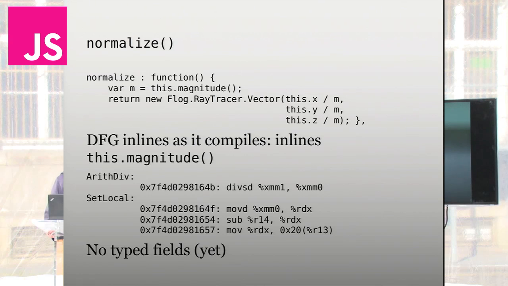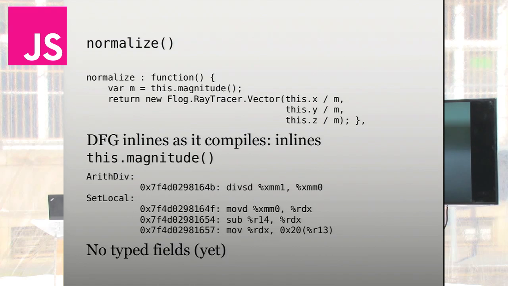And I'll talk about that a bit more when we get to the more strong tests of the garbage collector later. As one example of code that the DFG works with, we have this normalize function, and it takes a vector and returns a new vector, normalized. As it compiles this function, when the DFG gets to this magnitude, it's going to inline the code for this magnitude, which is a pretty awesome optimization. Also done by other systems, but it's pretty key to do.